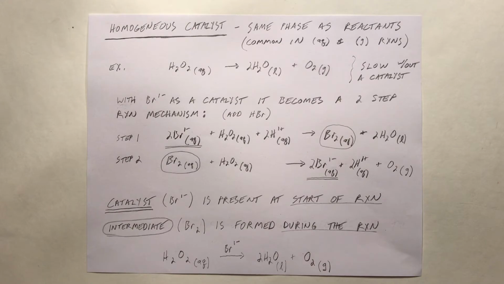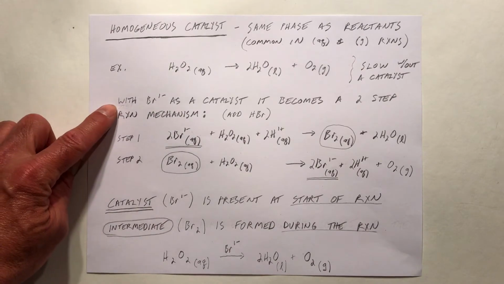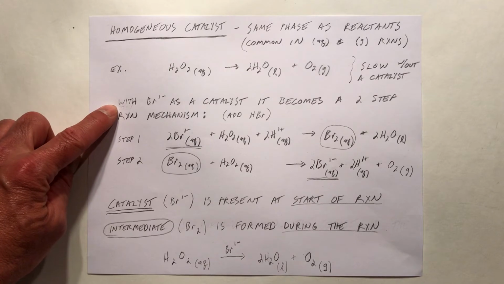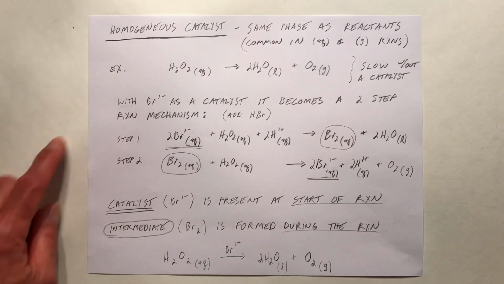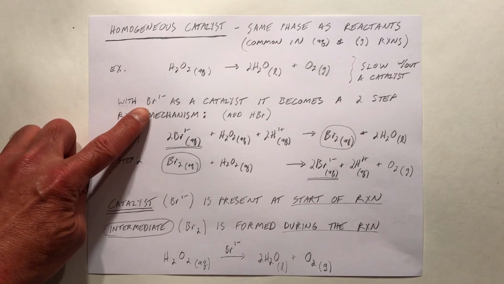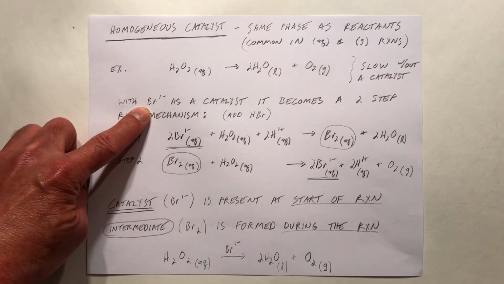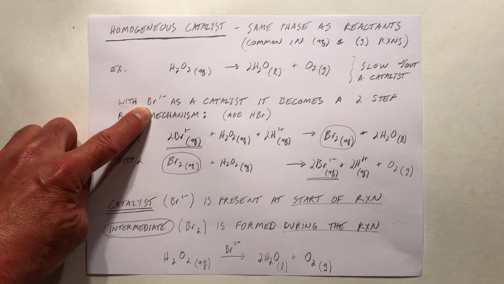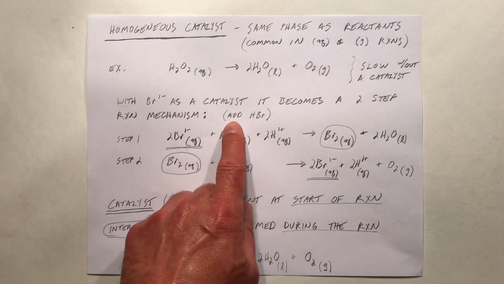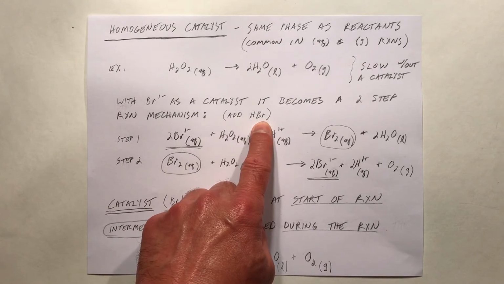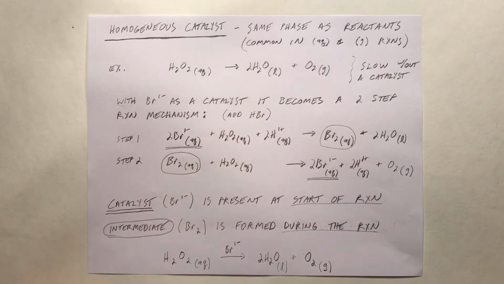There are several catalysts that can speed this reaction up. One of them is Br1- ion, or bromide ion. With Br1- as a catalyst, this becomes a two-step reaction mechanism. Now you can't just open a bottle of Br1- from a chemical stockroom. Br1- has to be attached to some positive ion in an ionic compound. So let's add HBr. Let's add hydrobromic acid.